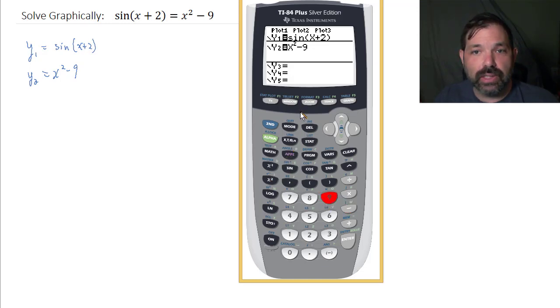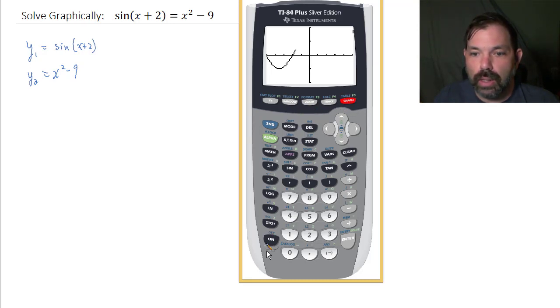And let me go back to the standard window. So I'm just sort of understanding sine of x plus 2, that's a curve that's going to move up and down. X squared minus 9, that's a parabola opening up. That's what I should expect to see. Let's graph it. And, sorry, I want to look at this in the standard window. So let me zoom 6 to get to the standard window. There's the sine curve. And there's the x squared minus 9. Looks like there's 2 points of intersection.